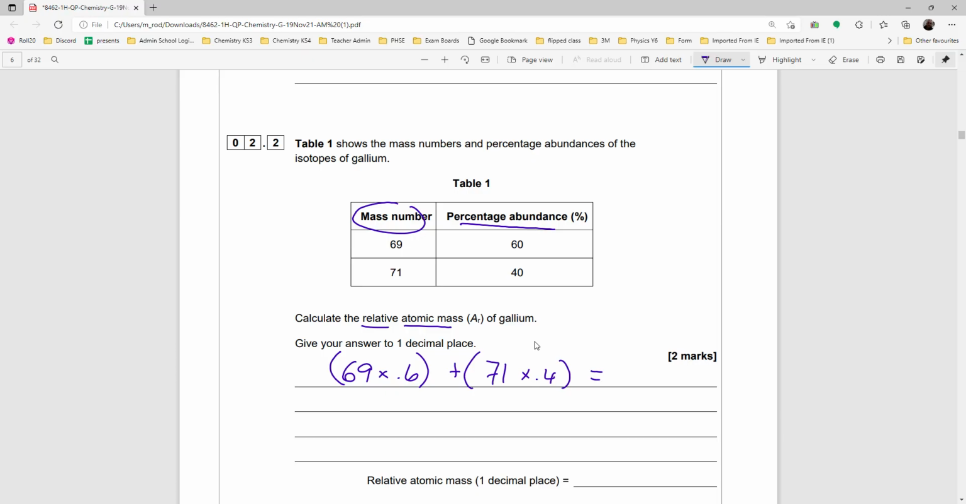Overall, we then just have to simplify, and I've got my calculator. It's going to be 41.4, and that's going to be 28.4. So overall, we're looking at a relative atomic mass for gallium of 69.8. And they want it to 1 decimal place, so we'll leave it as 1 decimal place.